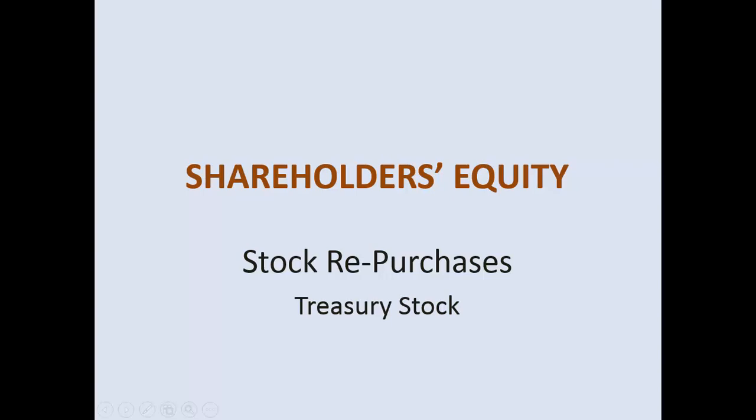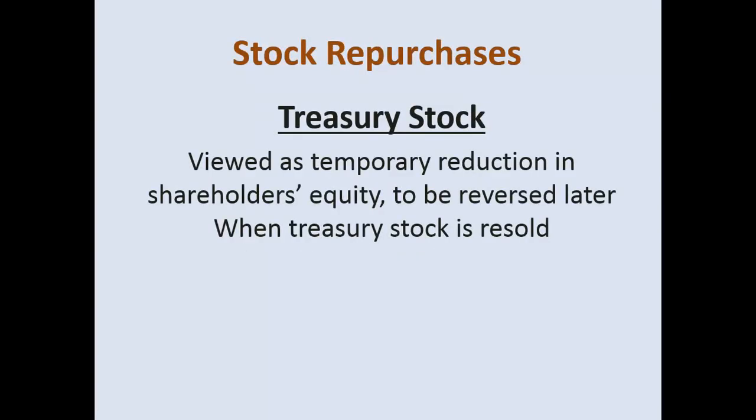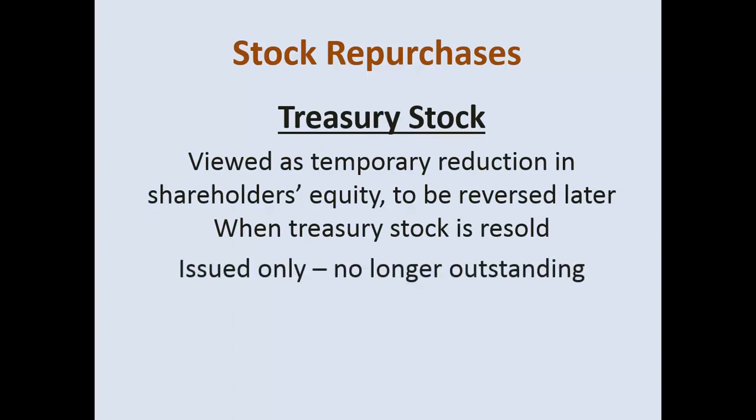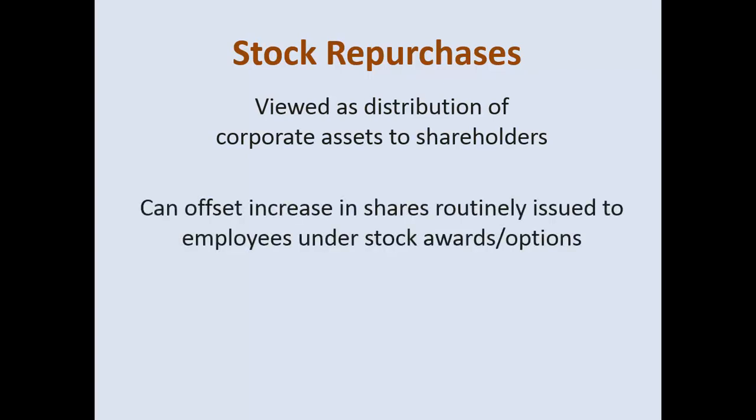When a corporation repurchases its stock, one method to account for this is called the Treasury Stock method. Treasury stock is viewed as a temporary reduction in shareholders' equity to be reversed later when they eventually sell it. It's issued only, it's no longer outstanding. It's viewed as a distribution of corporate assets to the shareholders, and it can offset an increase in shares routinely issued to employees under stock award plans. That could be why they purchase it.